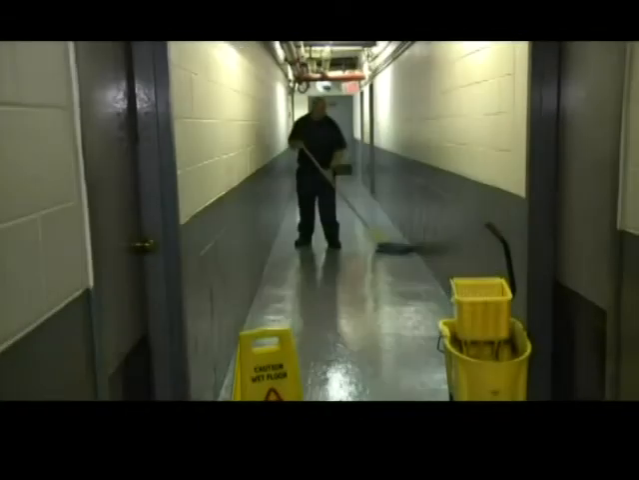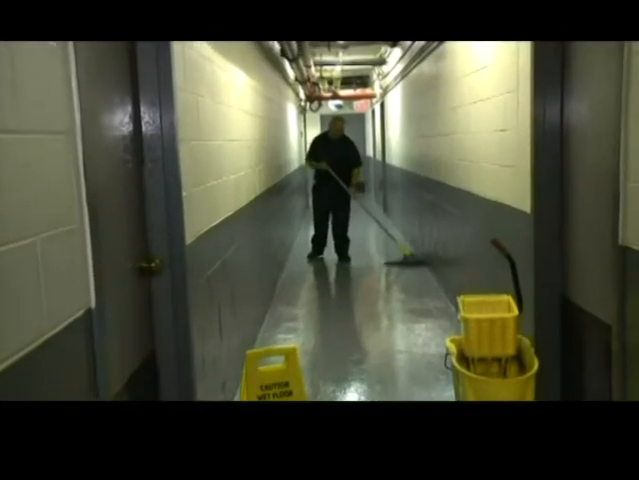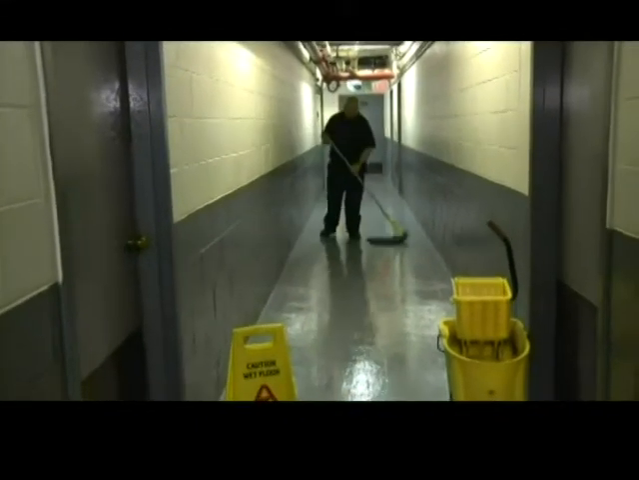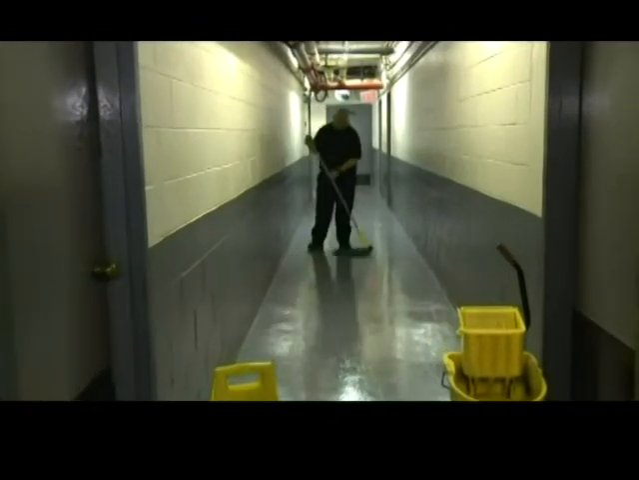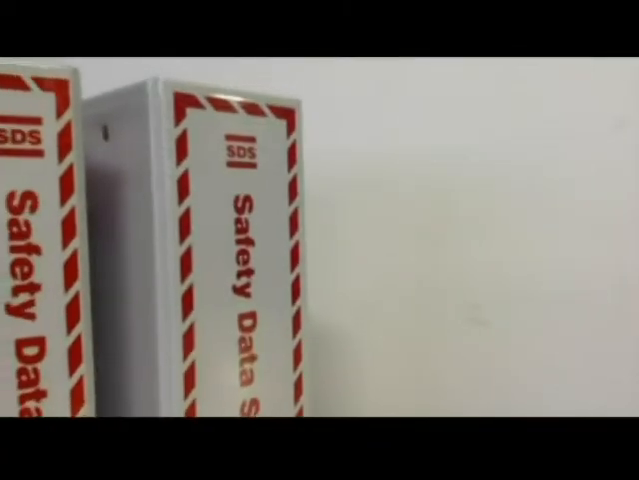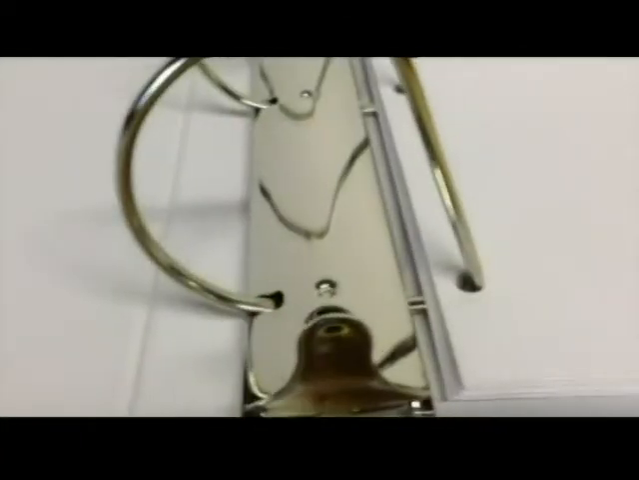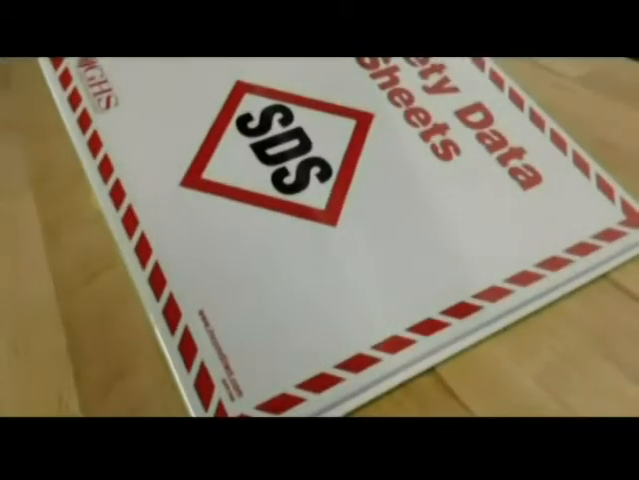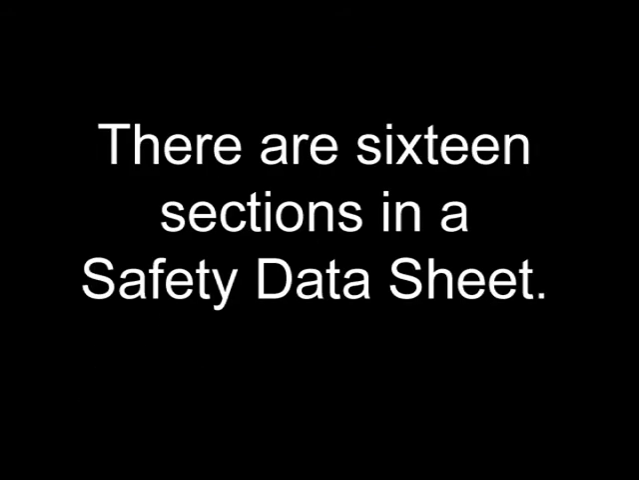Before you start using a product, know the hazards, how to safely handle and store the product, and know what to do in an emergency. Your supervisor must inform you of the location of SDSs in your department. They should be in an area that is readily accessible at all times, on all shifts, for all workers. There are 16 sections in a safety data sheet.